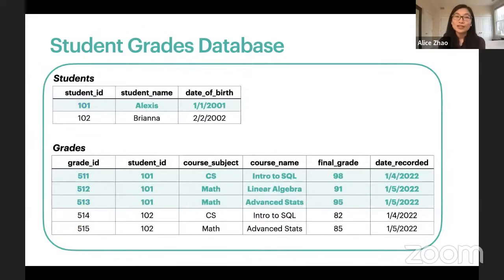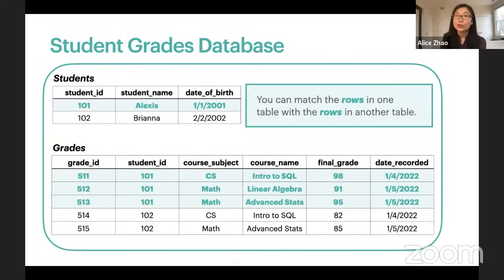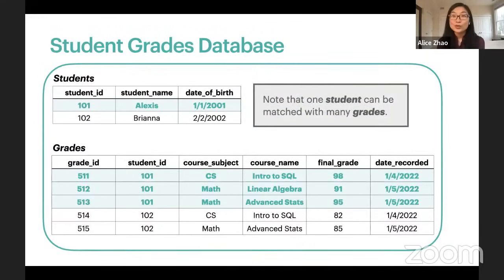Another thing I want you to note here is that the tables are connected to each other. In the students table, that first row with Alexis in it is connected to 3 rows in the second table, based on that student ID. The first row has Alexis and her birthday, and the second table has all of Alexis's grades. So you can match the rows in one table with the rows in another table, and you can have one row match multiple rows in another table. Again, this is a concept we're going to loop back to in a bit.